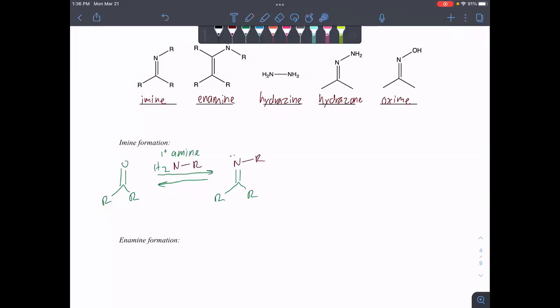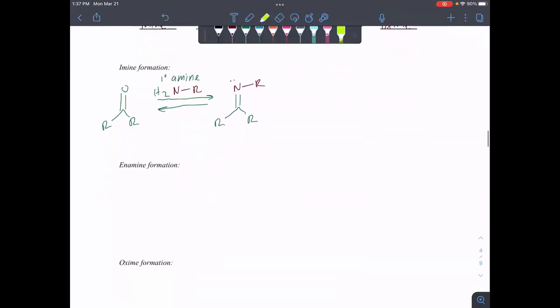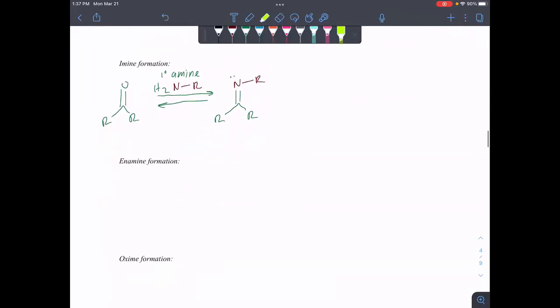It's describing the reagent because the NH2R is primary. So carbonyl plus primary amine gives you an imine. And then you can think the I in imine stands for primary. For enamines, it's the same thing, except you use a secondary amine.